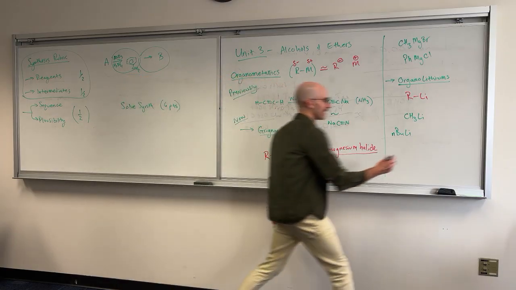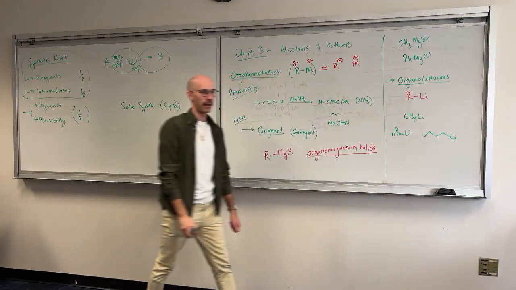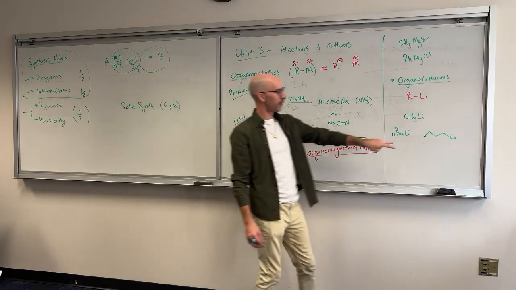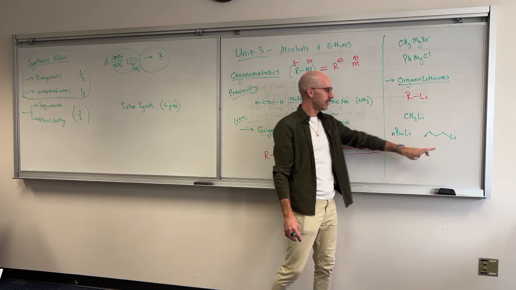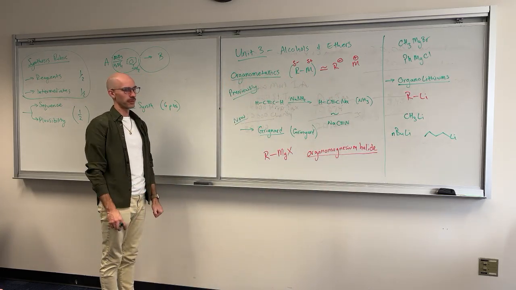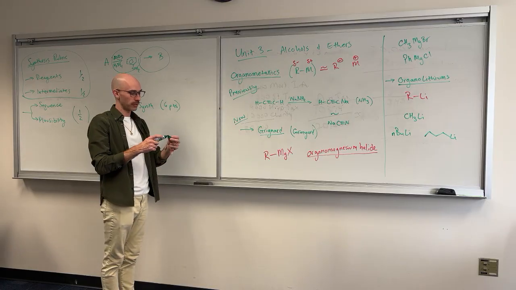So n-butyllithium is this compound. s-Butyllithium would be if it came off of one of the secondary carbons. And of course, tert-butyllithium would be if it came off of the tert-butyl group. n-Butyllithium is one of the most common organolithium reagents. It's an incredibly strong base.